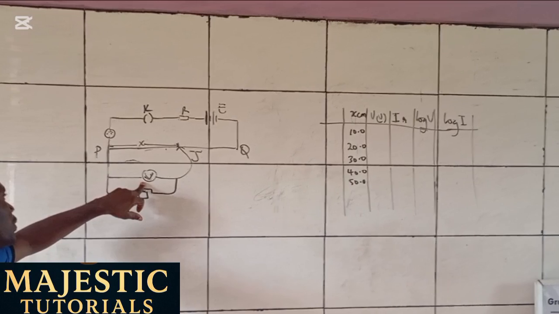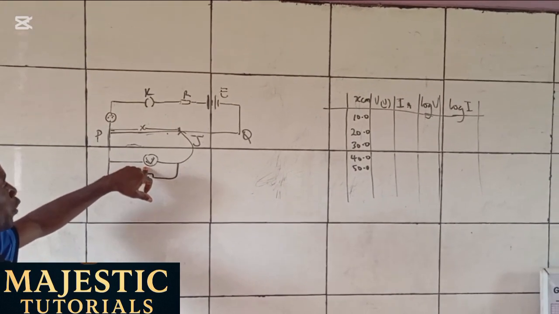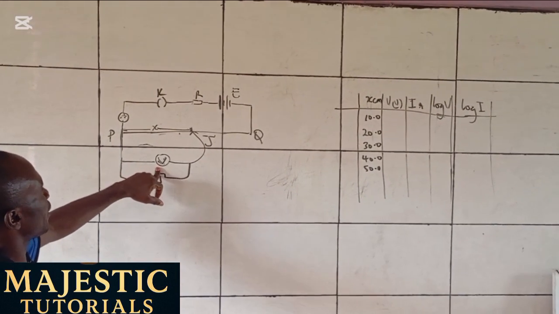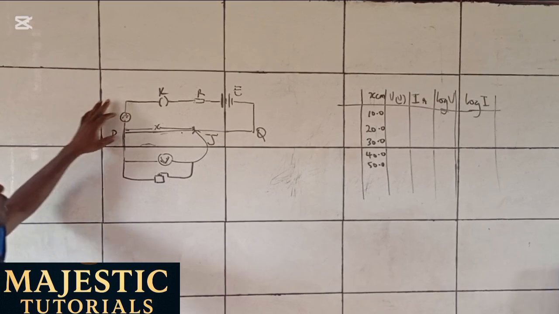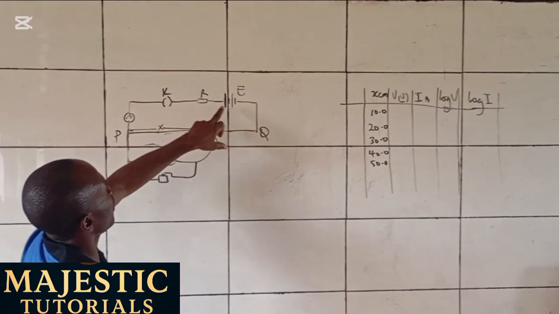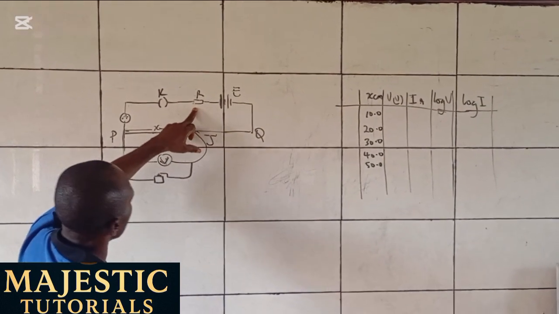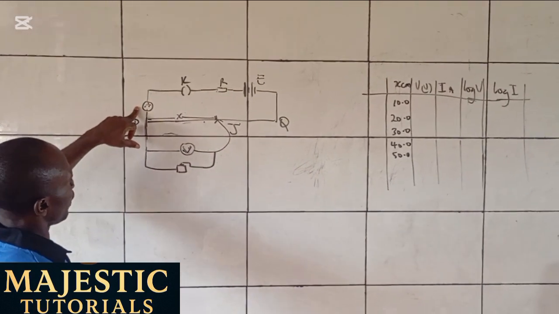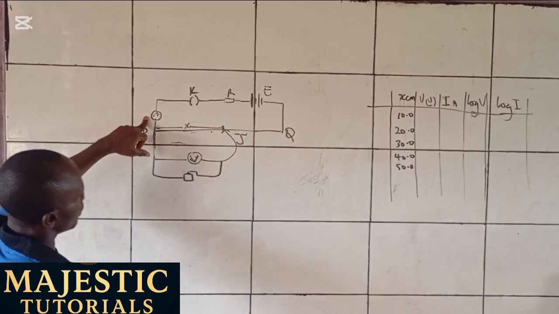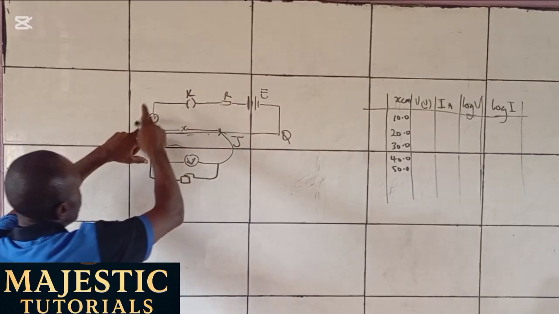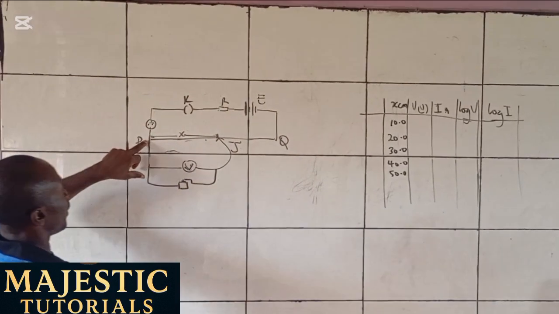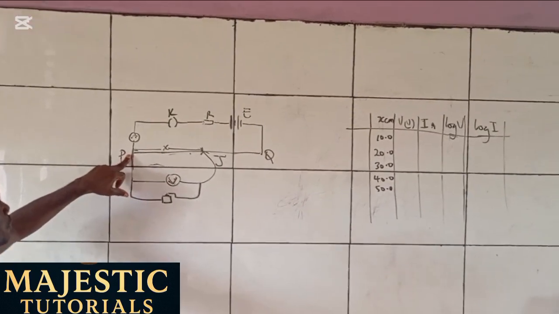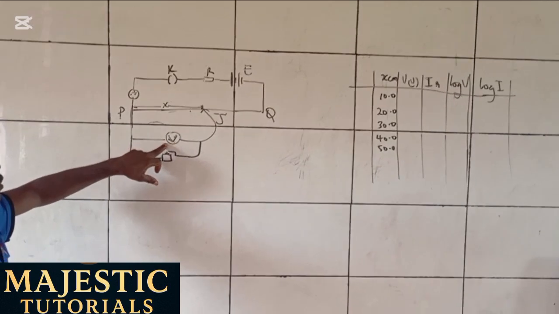Then here is V, voltmeter. Voltmeter is never connected in series. If you look at this battery, standard resistor, the key, and ammeter, they are connected in series. That means the same current will go through them. If you come here, there will be a branch.